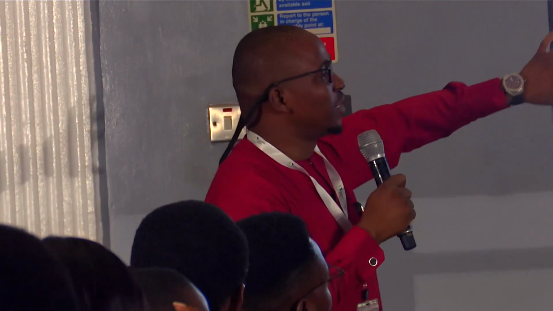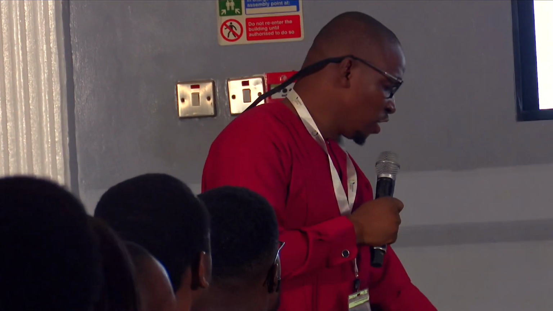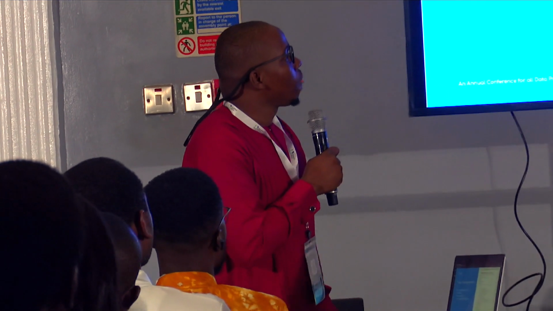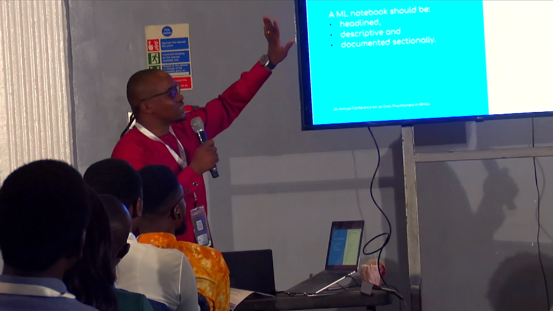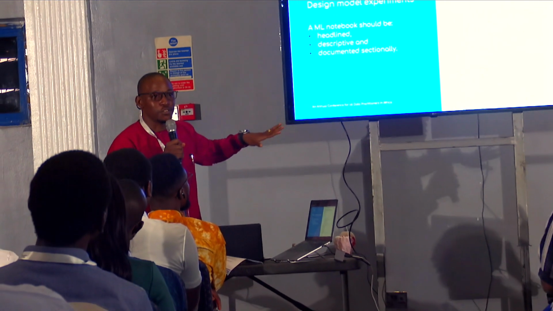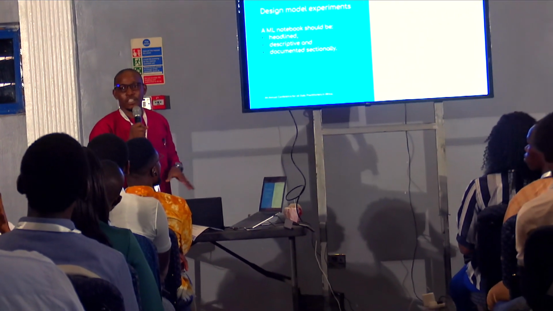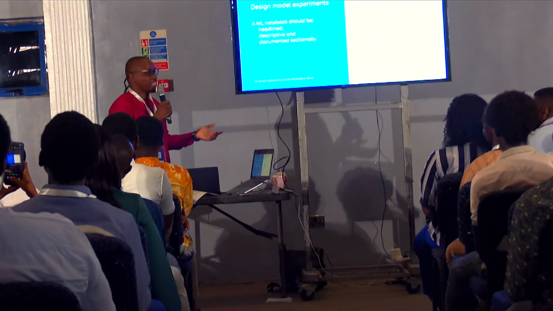Right, so experimentation is at the heart. I mean, as an ML engineer, you are an experimentation person. You are experimenting 24/7. So you really cannot escape it as an ML engineer. So experimentation is at the heart. And what does it really look like? You have something like this. Your ML notebook should be detailed, descriptive, and sectionized, so that anybody that needs it can actively work with it.